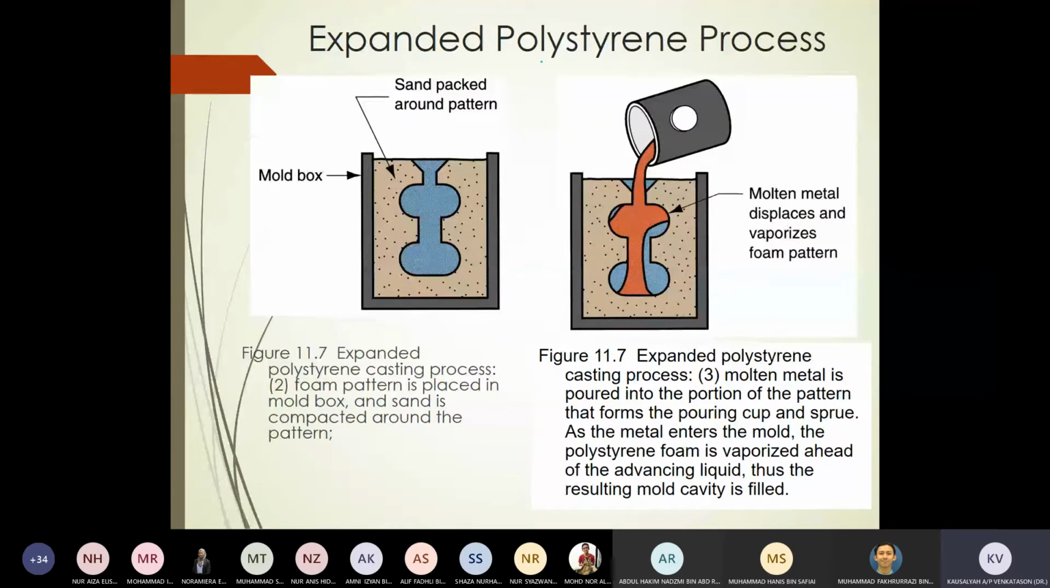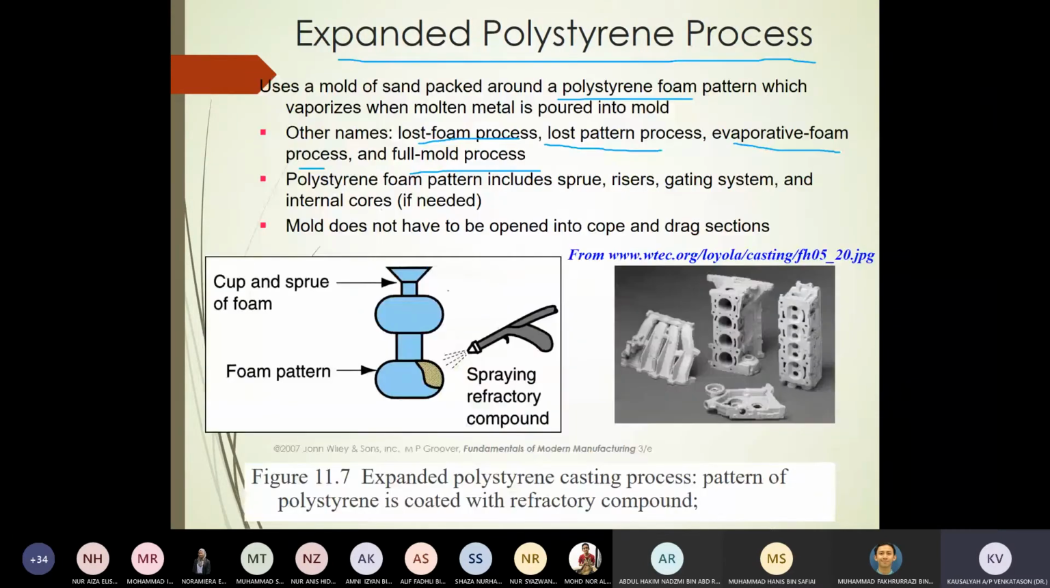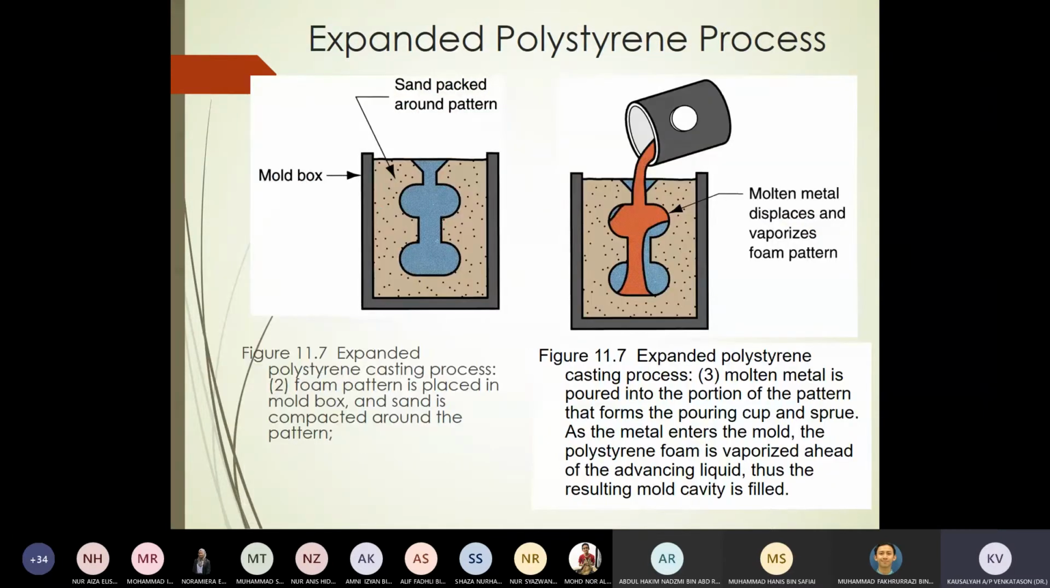Now, the expanded polystyrene process. Once you put in the polystyrene pattern, this is the polystyrene pattern, it is packed with sand. Then you have your mold box, which is like the flask, and you pour your molten metal into this. So what happens is, as I said, it vaporizes the pattern and the metal takes over its shape.